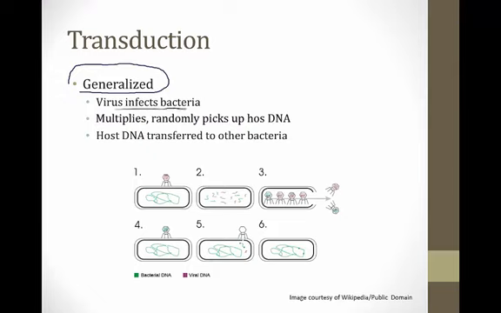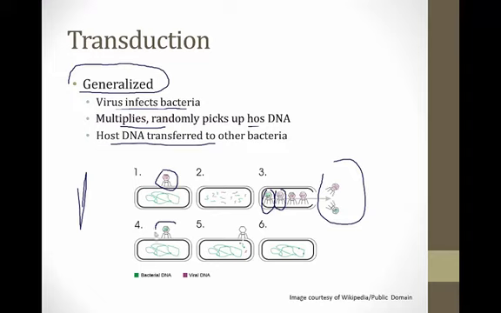This is when the virus infects a bacteria, it multiplies inside the bacteria and randomly picks up host DNA, and then the host DNA gets transferred to other bacteria. And there's a depiction of that on the screen here. So we can see a virus with some purple genetic material inside it infecting a cell with green genetic material. Once the genetic material is inside the cell, the purple and green stuff all start to multiply together and new viruses are created. Some of them contain the purple DNA of the original virus, but some contain the green DNA of the bacteria. And then when enough viruses are present, they rupture the cell and they all spill out.